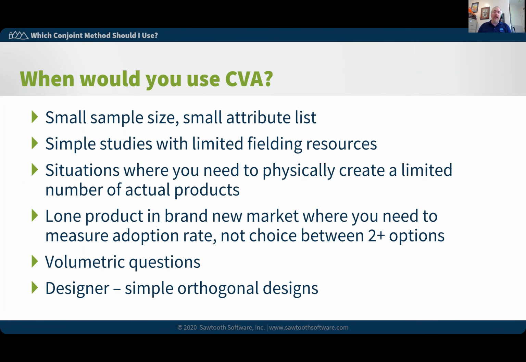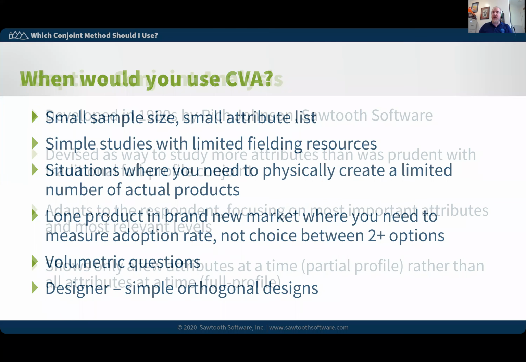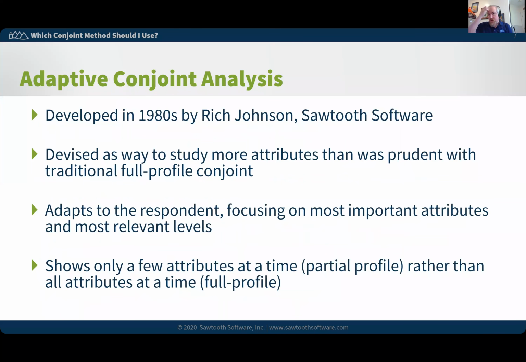Okay, all right, let's move on to our next one. Adaptive conjoint analysis. And I'm doing these kind of in chronological order here. So as I said before, there's a lot of drawbacks to traditional CVA. There's some situations where people use them, but there's a lot of situations where it doesn't work. Adaptive conjoint analysis was developed in the 80s by Rich Johnson, who was the founder of Sawtooth Software.